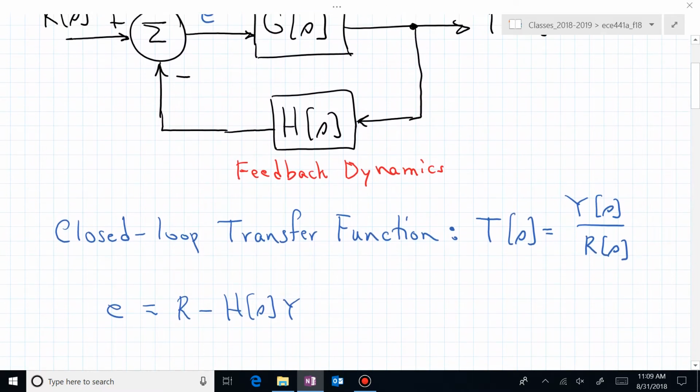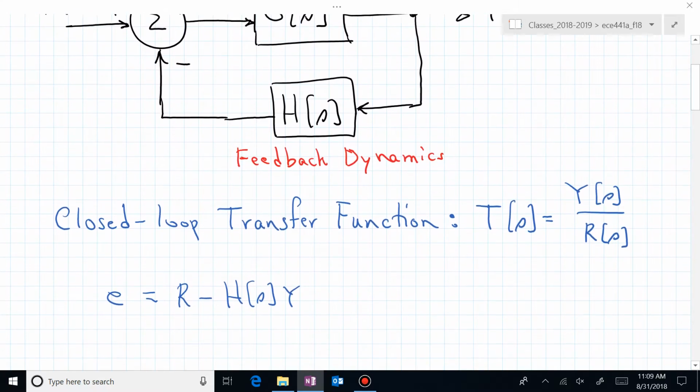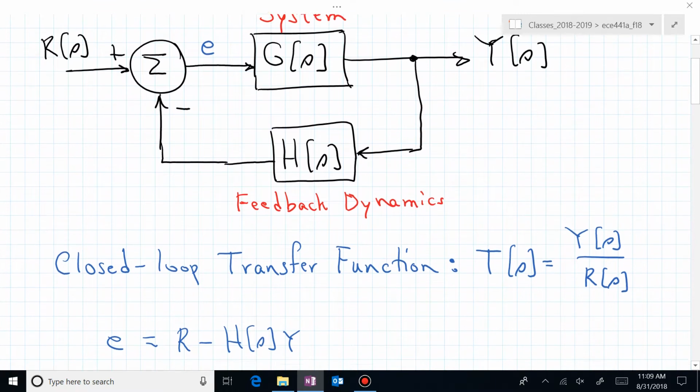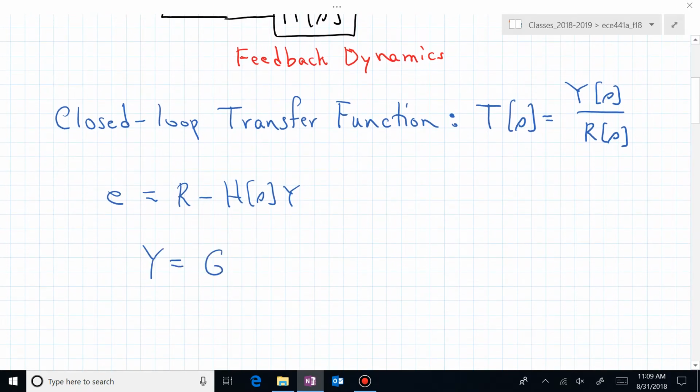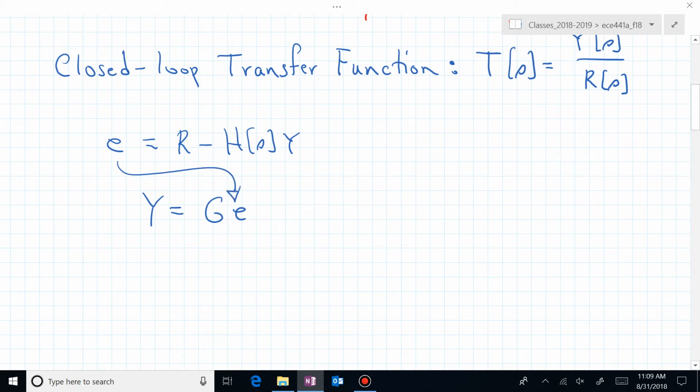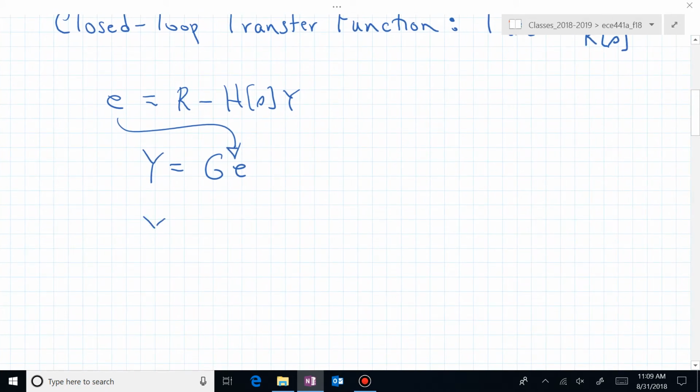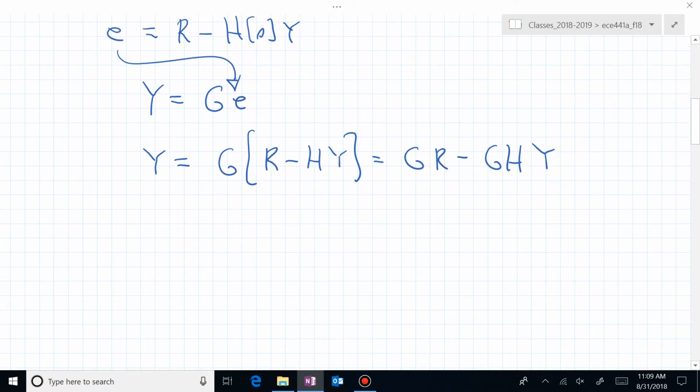I will probably go ahead and drop the arguments. R actually is R of S, Y is also Y of S. And now we can say that Y, in fact, is G times E. If we now simply replace this E in the GE expression, we find that Y is equal to G times E, which is R minus H Y, which is now GR minus GH Y. Let's combine the Y terms on the left, and we have 1, and now I'm assuming single input, single output, so I just have a 1 factoring out from the Y, plus G times H Y is equal to GR.